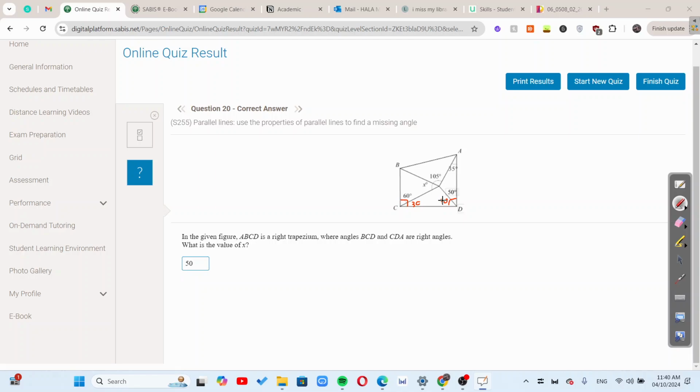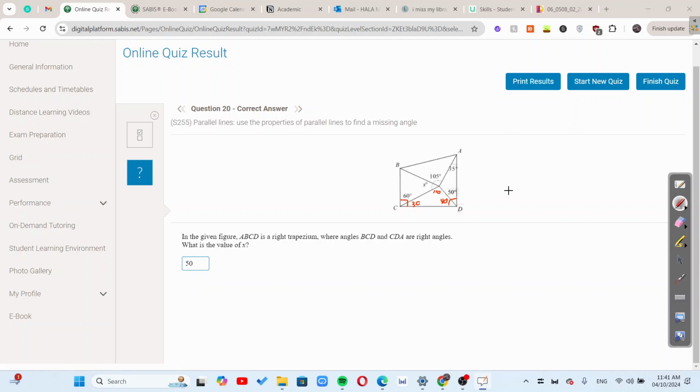And now, since you have this and this, we can find this because we know that all angles of a triangle must equal 180. So 30 plus 40 is 70. So 180 minus 70 is 110. So I'm going to write it clearly: 1, 1, 0. This is 110.